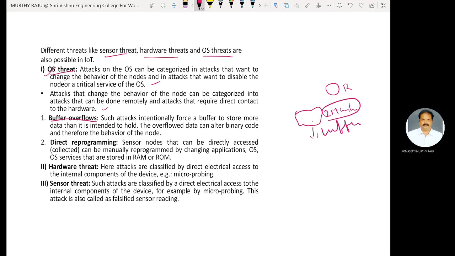Sensor threat. Such attacks are classified by direct electrical access to the internal components of the device, for example, by micro probing. This attack is also called a falsified sensor reading. A wrong reading is obtained due to this sensor threat.